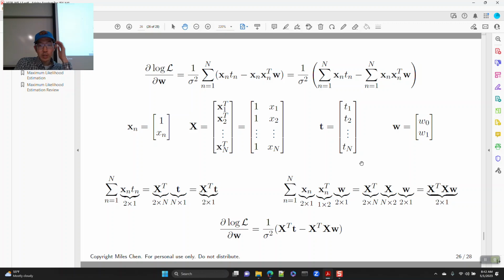We can do the same thing with our xn transpose w, and we say, okay, for our first thing, we're going to do 1 times x1 times w0 and w1. So we're going to get like 1 squared plus, what do we get here?